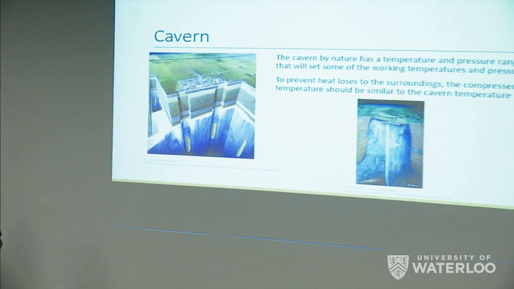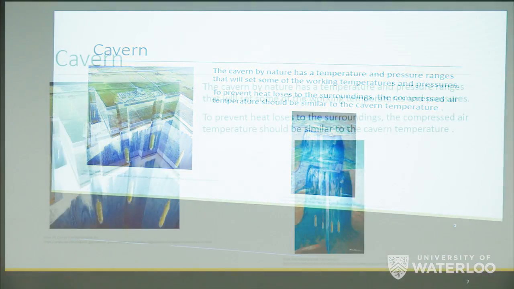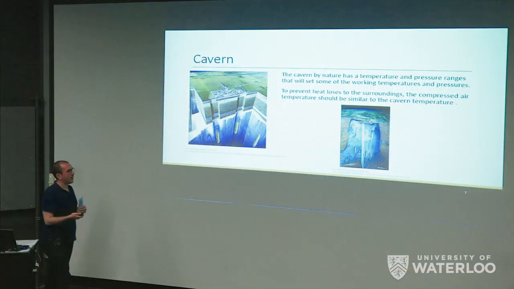Let's now talk about the cavern. The cavern will be to store just cool air. Why? First, because it has a temperature limit. We cannot go higher than the limit because we can damage the cavern and maybe destroy it. And also it has a pressure limit. So the cavern for the CAES system is what rules many of the options or variables that we can set or use.